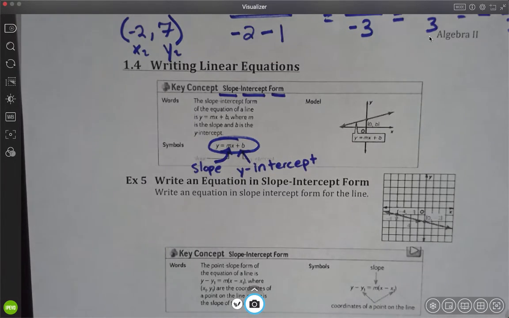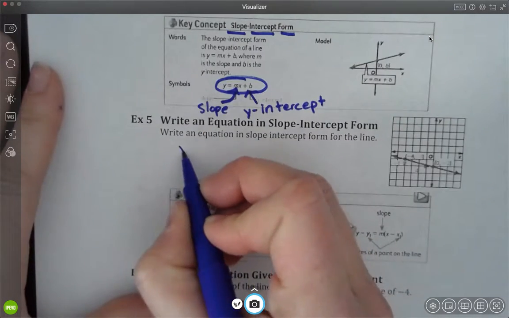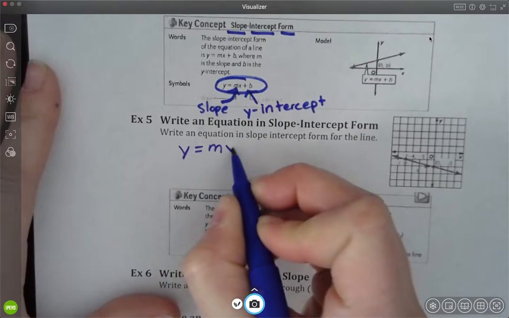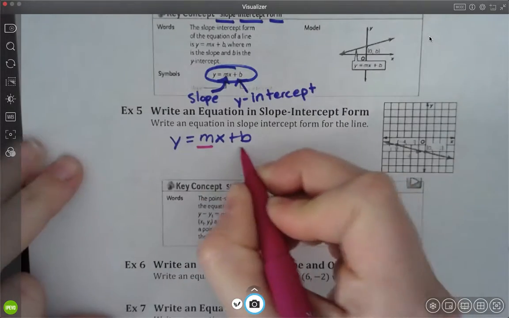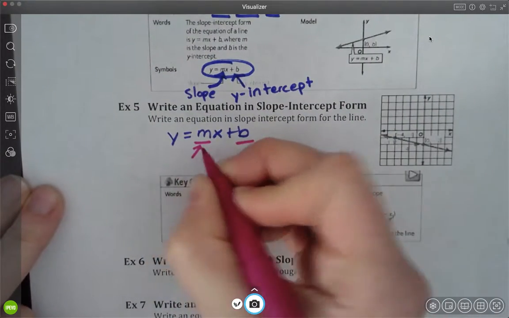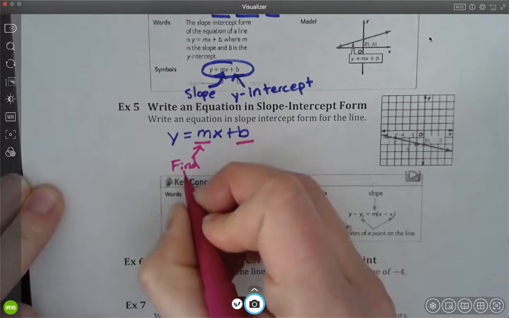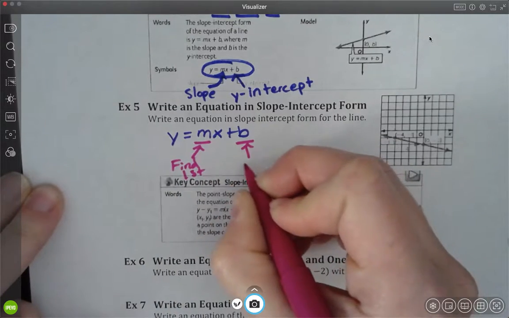So, in example 5, it says write an equation in slope-intercept form. I'm going to start by writing what it's supposed to look like. Y equals mx plus b. That's my equation in slope-intercept form. And what I need to do from here is to find whatever m is and find whatever b is. And m, you find first, and then you find b second.